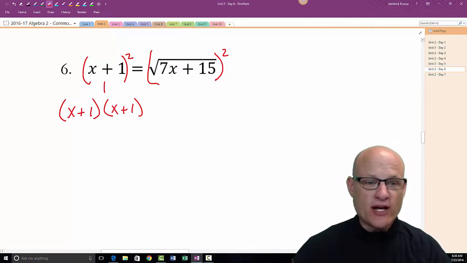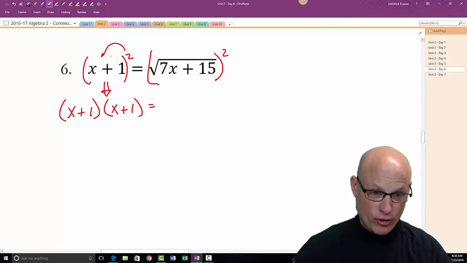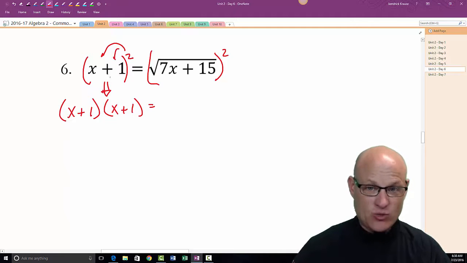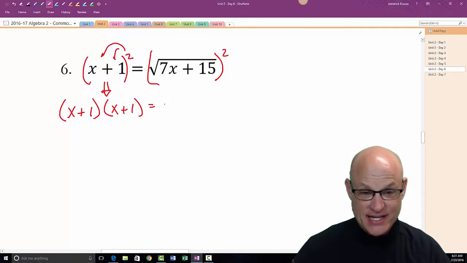So anyway, we're going to square this side. We're going to write it twice, and we're going to double distribute, okay? Now, please don't be that person that says, oh, the squared goes there, the squared goes there. You don't distribute a squared. A squared means you write the thing twice, and you do the math operations. On this side, the square root just cancels.